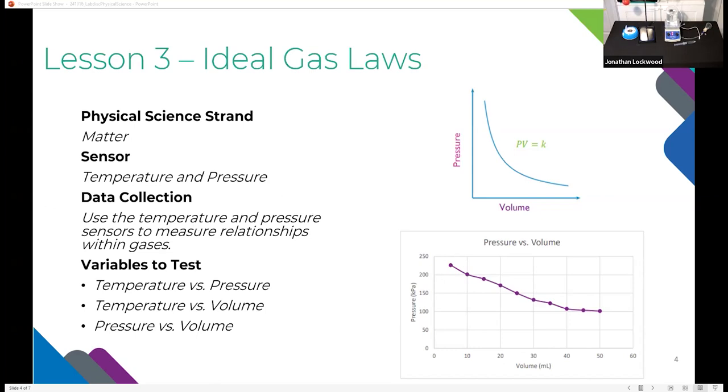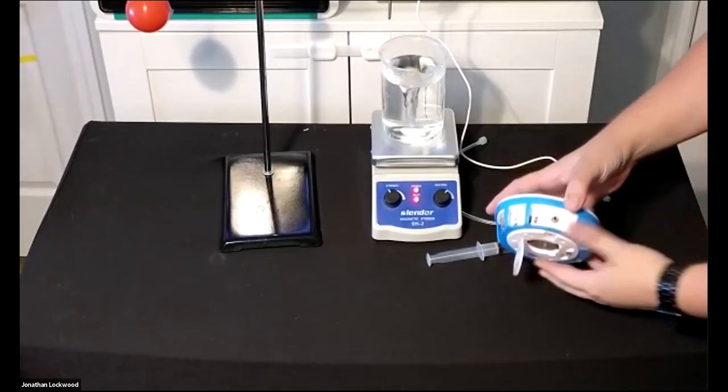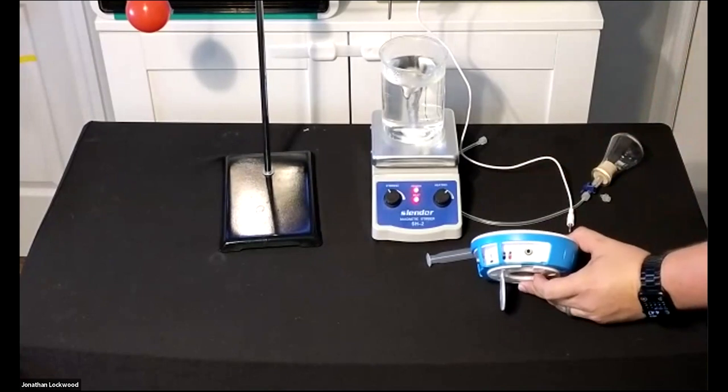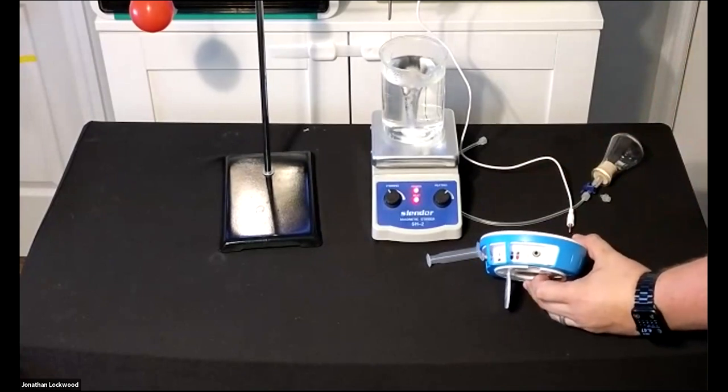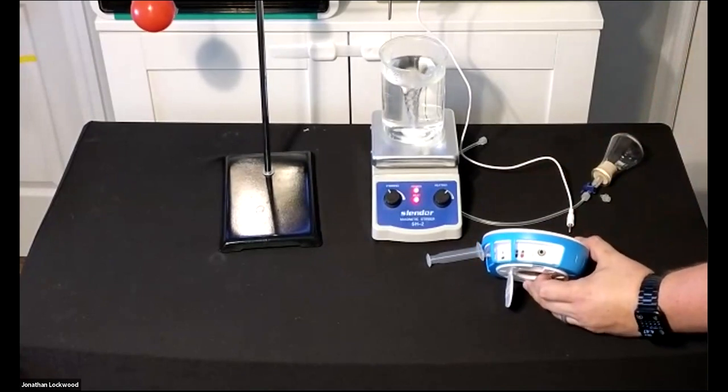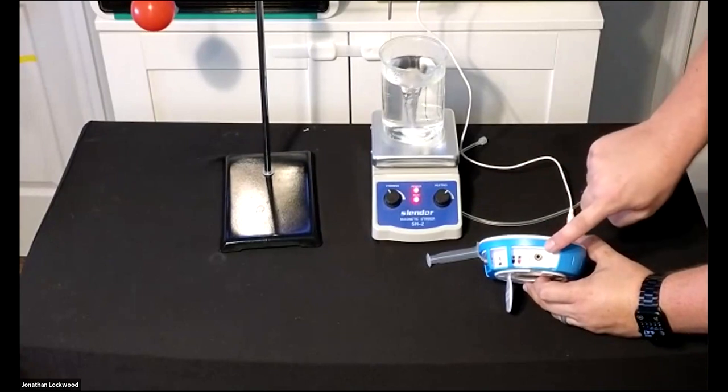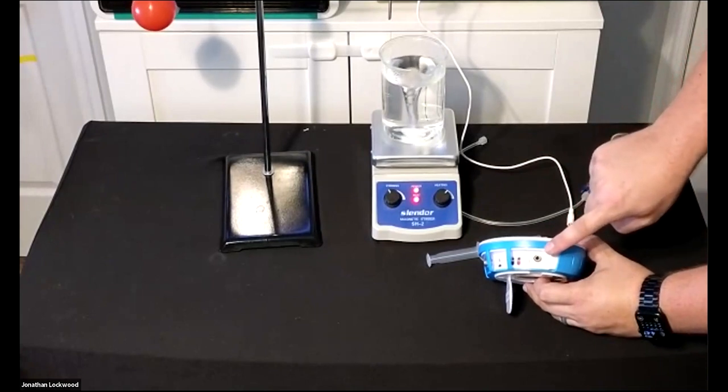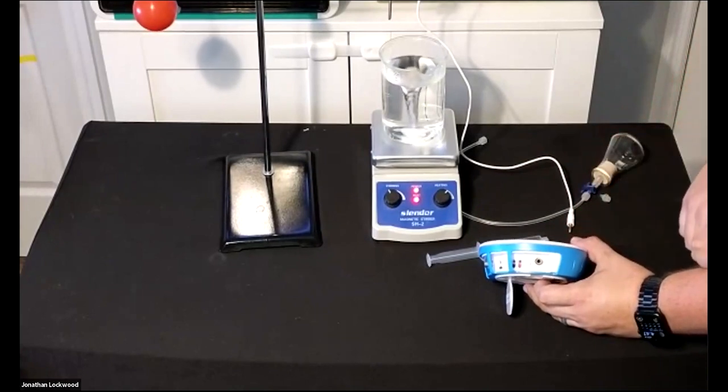So I'm going to show a couple different setups here. The first one here, I'm going to be using a syringe. And I'm going to take my lab disk. And let me stop sharing so you can see my setup here. The first is going to be a test of the relationship between pressure and volume. So on the side of my lab disk, I have a pressure sensor.